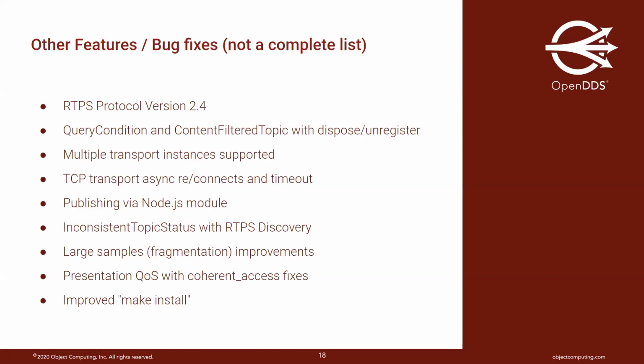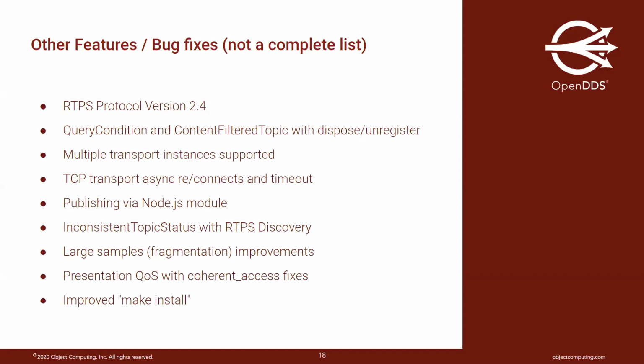There's better support for multiple transport instances, that's the case where those instances are used by the same writer or reader. TCP transport has some improvements for asynchronous connect and reconnect and timeout. There's support for publishing via the Node.js module. If you're wondering why it's listed here, although we talked about the Node.js support as being one of these complementary repositories, there's still code generation support for it within OpenDDS IDL. So that occurs within the OpenDDS repository.